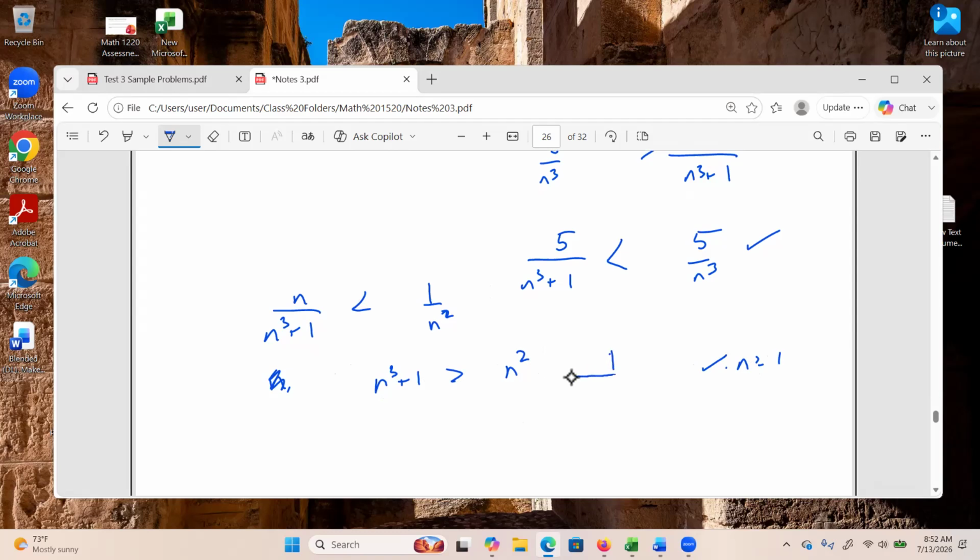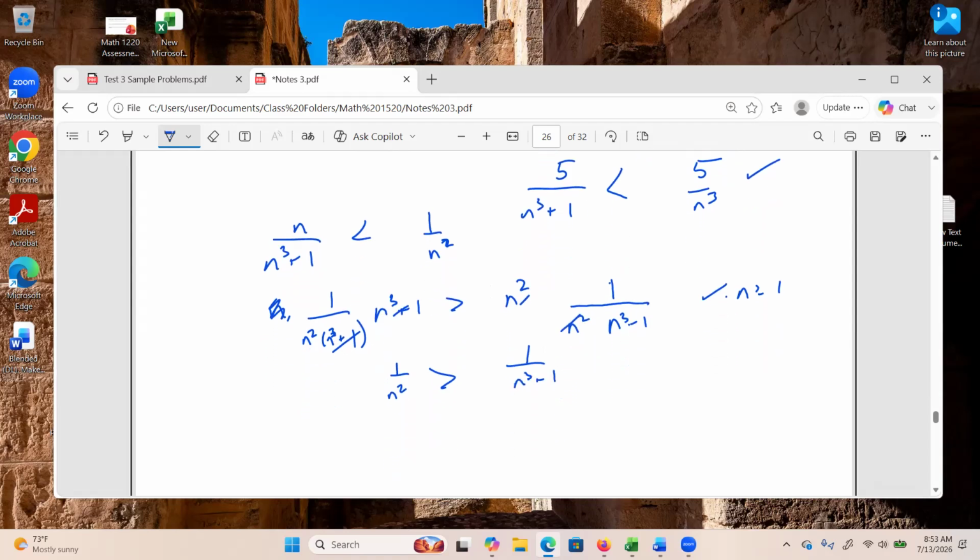Then I'm just going to divide again by a positive number, n squared times (n cubed + 1), the same thing we did before. The n's are going to cancel, so we see these cancel. So we have 1 over n squared is greater than 1 over (n cubed + 1).